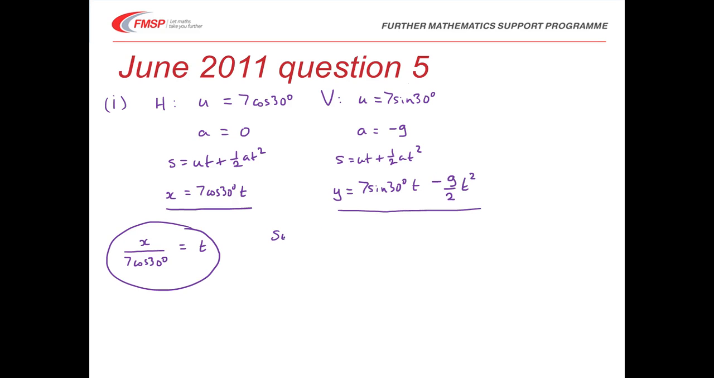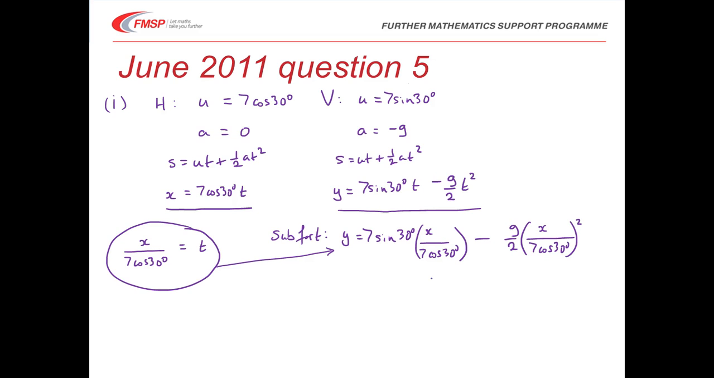And now we substitute for t. So I'm simply going to use this expression and replace t on the right. Y equals 7 sine 30 t. So 7 sine 30 times x over 7 cos 30 minus g over 2 times t squared. So it's x over 7 cos 30 again, but this time squared. Well, let's tidy that up a bit.